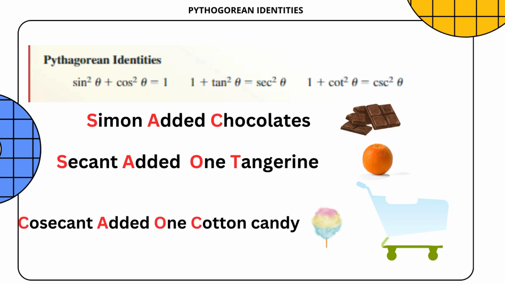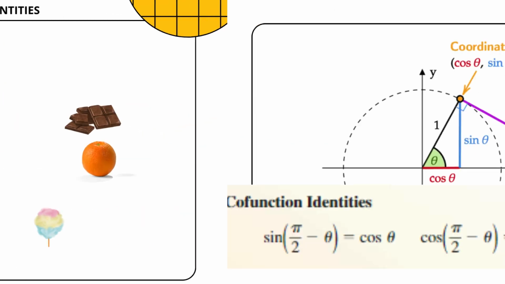The other phrases are secant added 1 tangerine, so secant squared is 1 plus tan squared. And cosecant added 1 cotton candy, so cosecant squared is 1 plus cot squared.